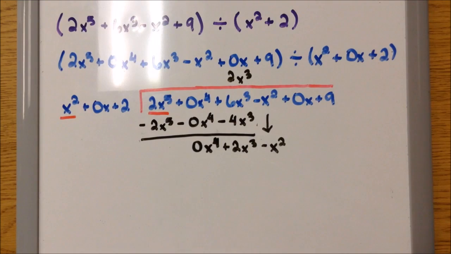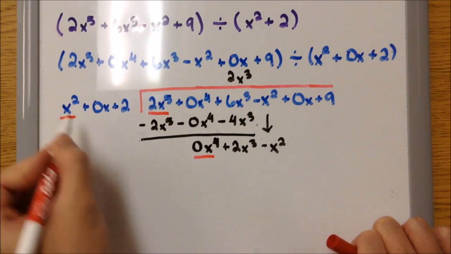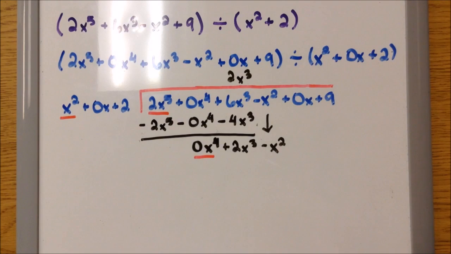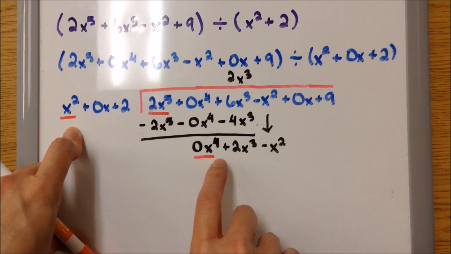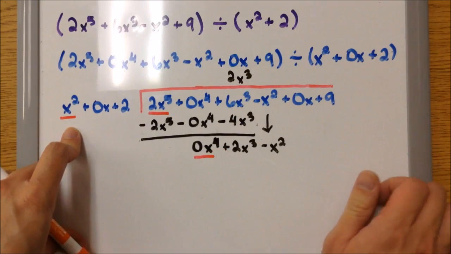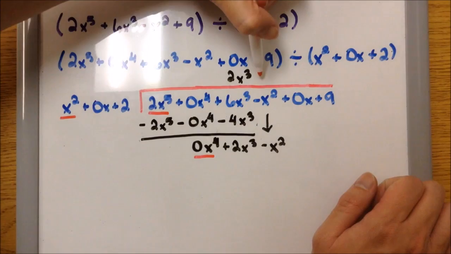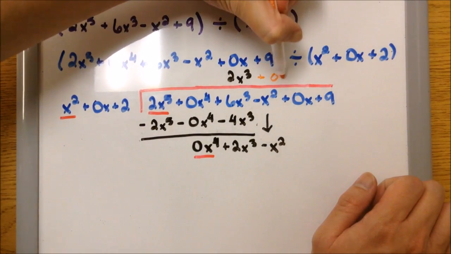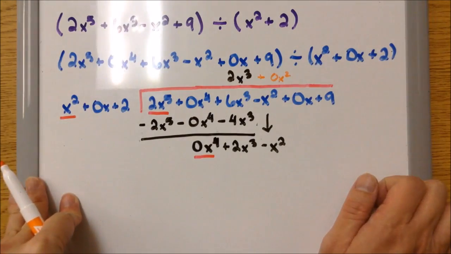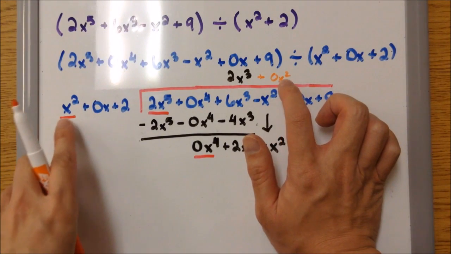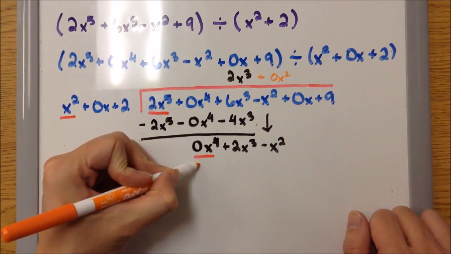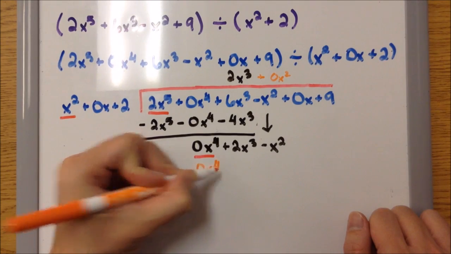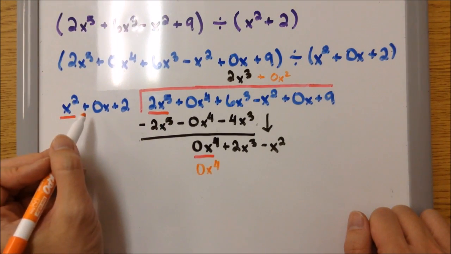Again, we're going to look at this first term and compare it with x squared from our divisor. So if you take a look at that, x squared goes into 0x to the fourth, 0x squared. So I'm going to write plus 0x squared. So let's take a look. If 0x squared times x squared, if we multiply that, we're going to get 0x to the fourth. Okay, so that works. So this one's good.